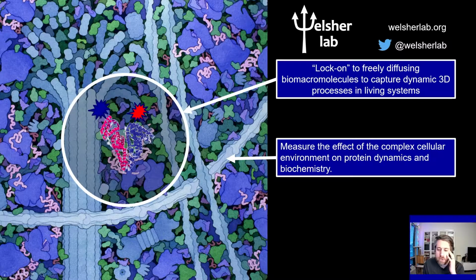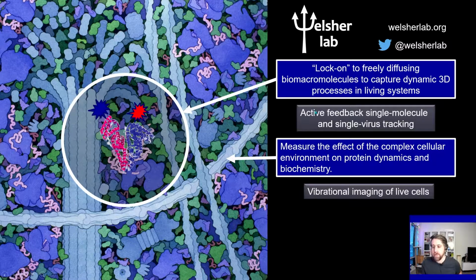And at the same time, we also want to measure exactly how different the kind of chemistry and biochemistry is within this complex and non-equilibrium environment. So the first main aim of our research is to develop active feedback, single molecule and single virus tracking, and this kind of allows us to tackle this first idea, which is to lock onto these freely diffusing biomacromolecules, and to evaluate the kind of complexity of this cellular interior. We also have recently developed some vibrational imaging of live cells.